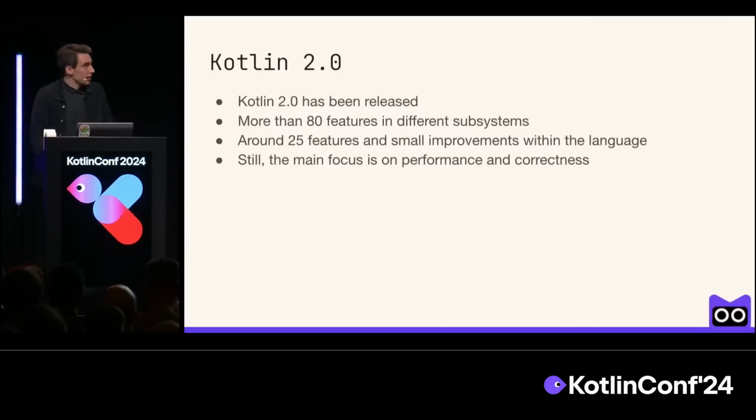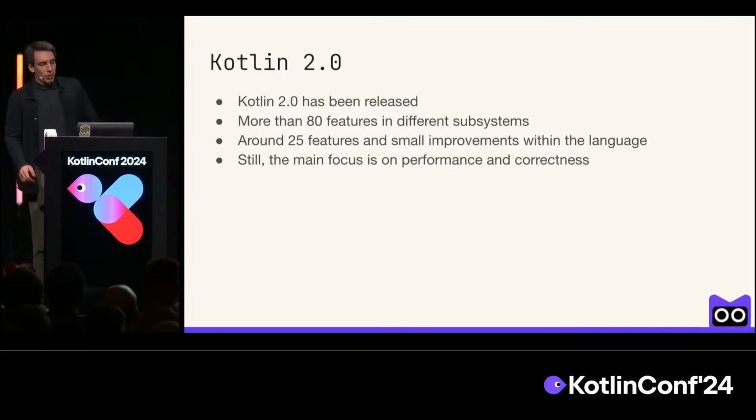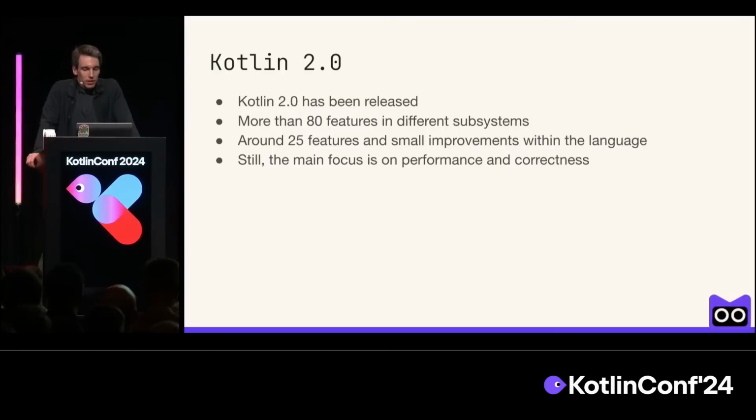And here's Kotlin 2.0, with all the ideas and foundations in mind. So Kotlin 2.0 has just been released, and the update includes more than 80 features across different subsystems, including build tools, incremental compilation, and so on. And one of the most significant aspects of Kotlin 2.0 is its focus on performance and correctness.